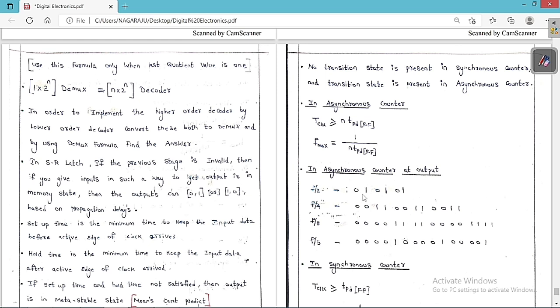Here 2 states are repeating, 0 1 0 1 0 1. Here 4 states are repeating, 0 0 1 1 0 0 1 1 0 0 1 1. Here 8 states are repeating, 0 0 0 0 1 1 1 1 0 0 0 0 1 1 1 1. Here 5 states are repeating, 0 0 0 0 1 0 0 0 0 1 0 0 0 0 1.